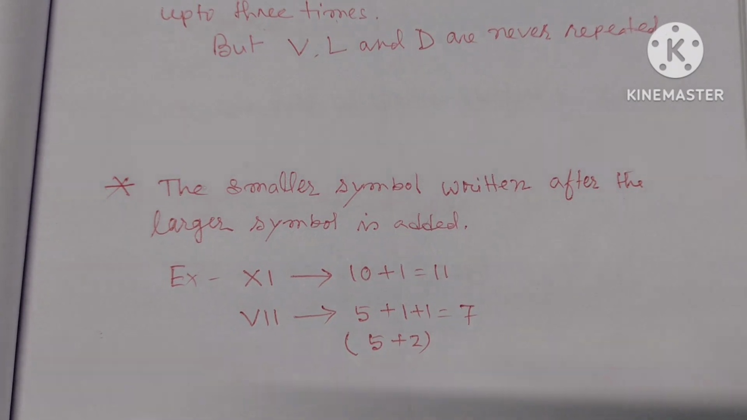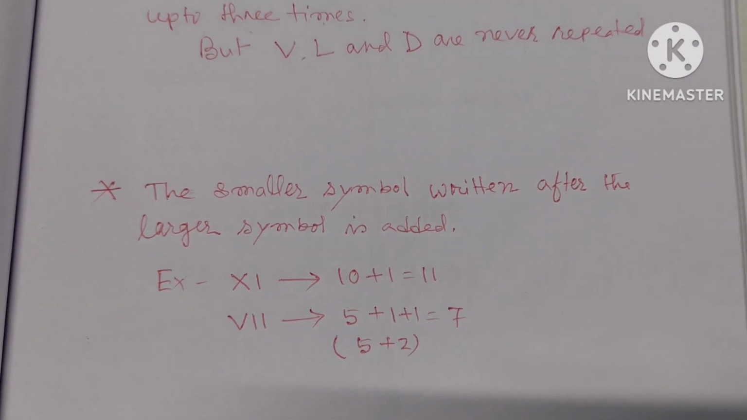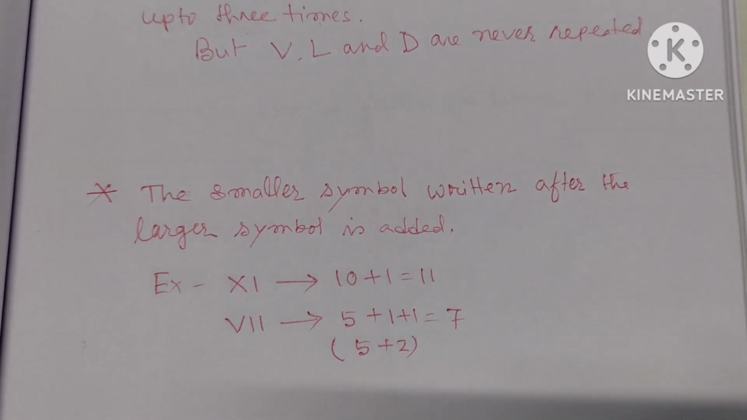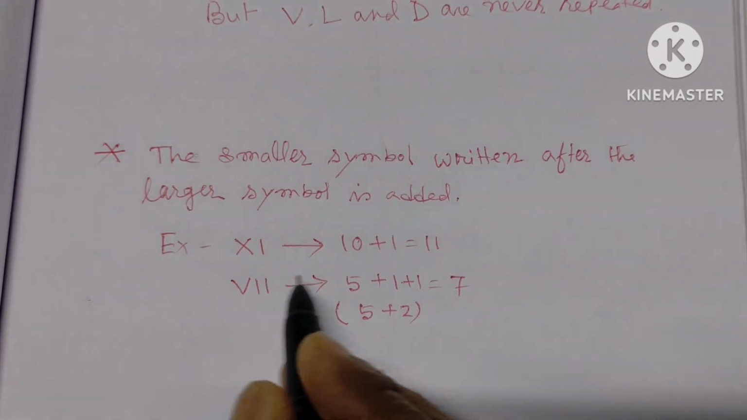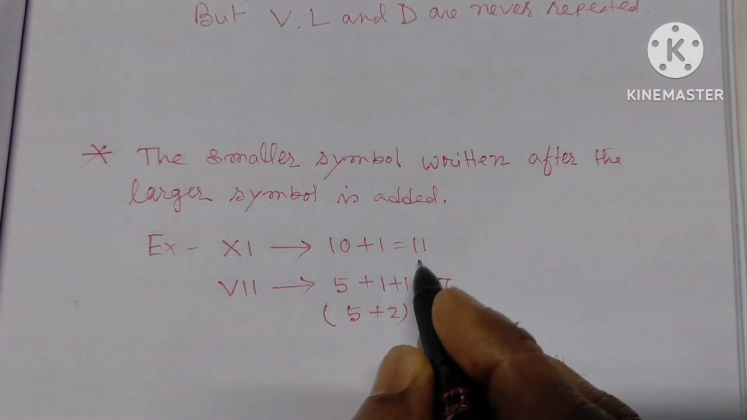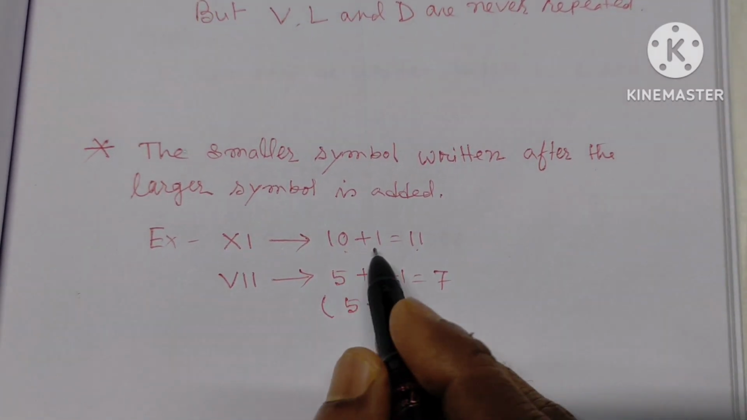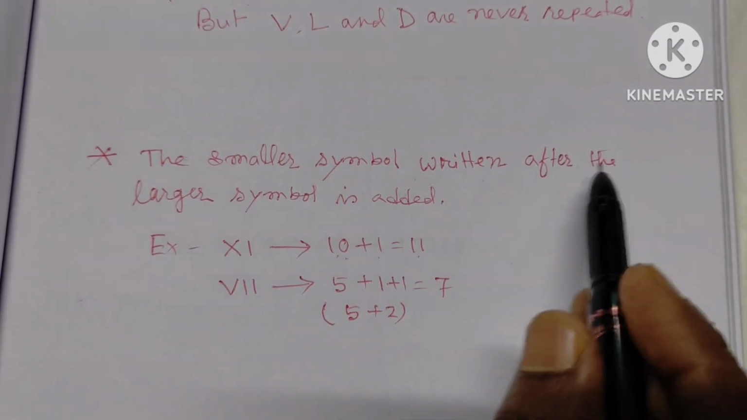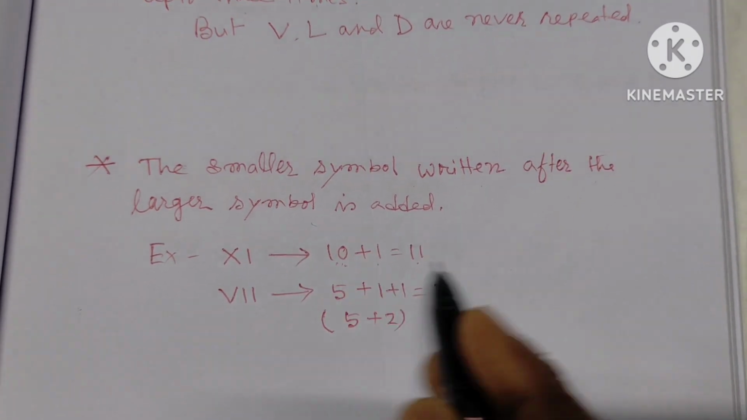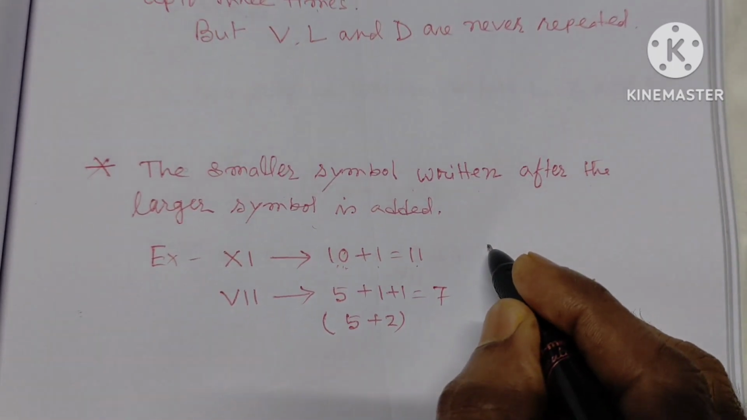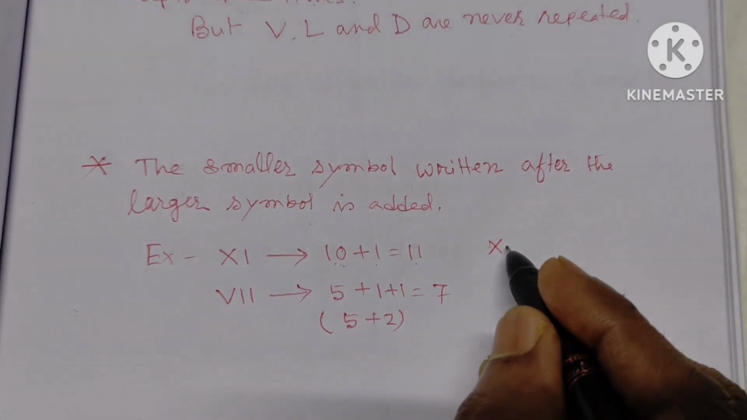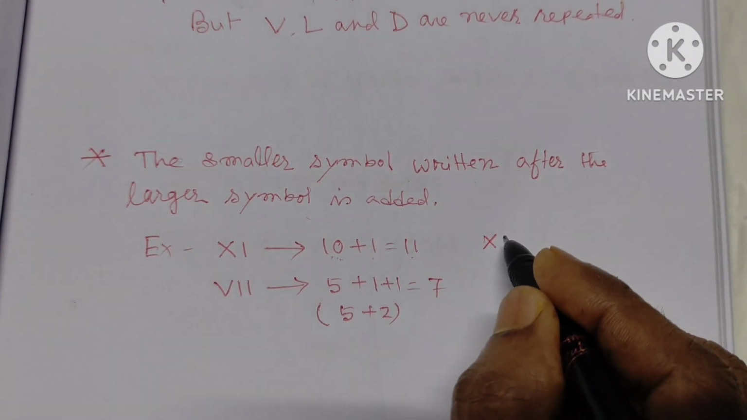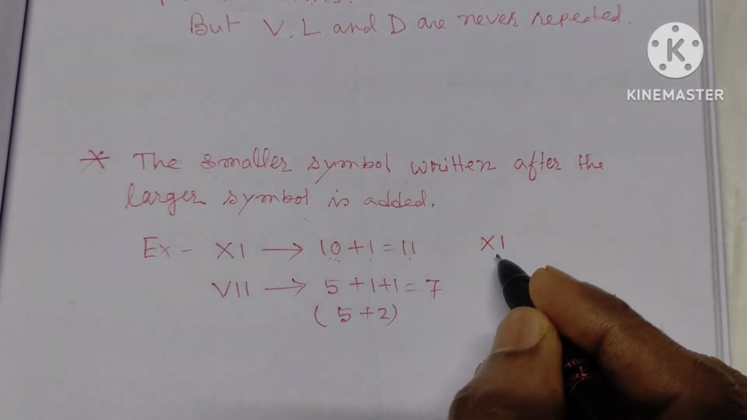Now come to the next rule. The smaller symbol written after the larger symbol is added. As for example, suppose we have to write 11. 11 means 10 plus 1. Here the smaller symbol is written after the larger symbol. So 10 means X, this one is the larger symbol, and after that we have to write the smaller symbol. That means I represents 1, like this.